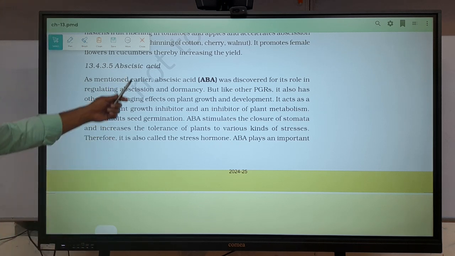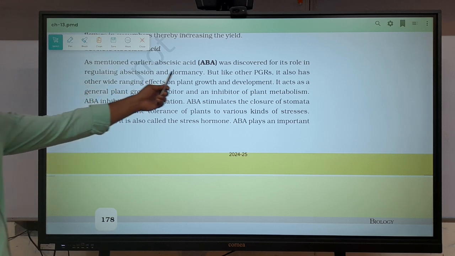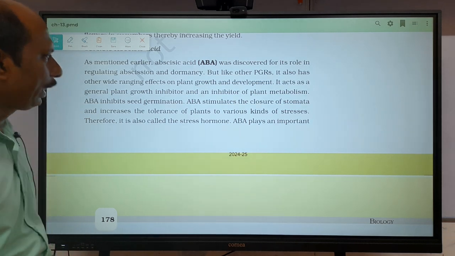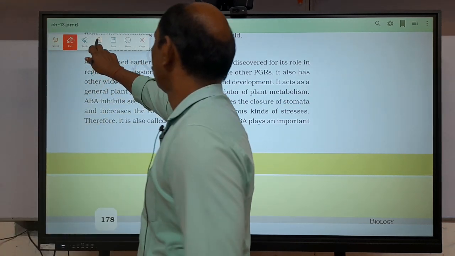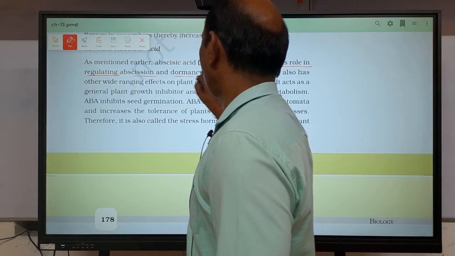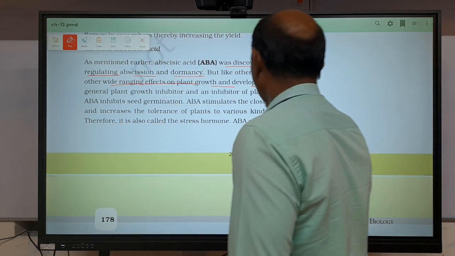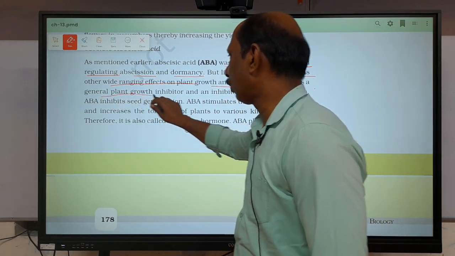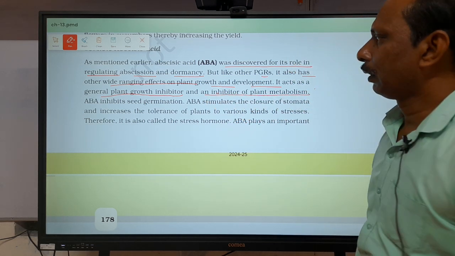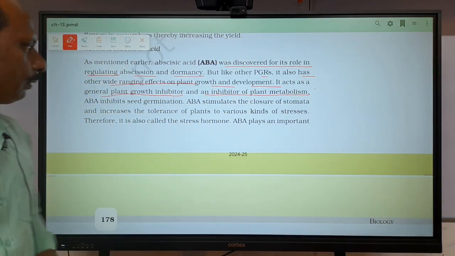Now the last one is abscisic acid. As mentioned earlier, abscisic acid was discovered for its role in regulating abscission and dormancy. The major role is abscission, so it is called abscisic acid. But like other PGRs, it also has other wide-ranging effects on plant growth and development. It acts as a general plant growth inhibitor and an inhibitor of plant metabolism. By inhibiting plant metabolism, it also inhibits the growth of the plant, right?